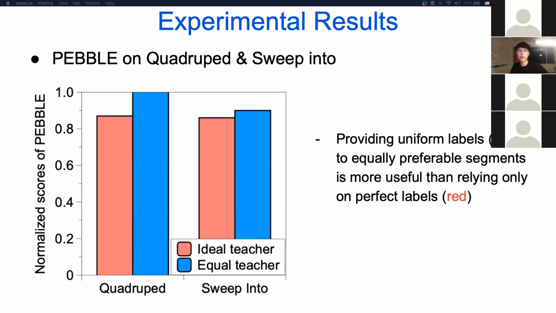And we also found that providing a uniform label to equally preferable segments, which corresponds to the blue bar here, is more useful than relying on the perfect label. This is because providing a uniform label can be interpreted as applying some regularization, like label smoothing. So this implies that preference-based learning can be improved by studying the effects of regularizations like dropout, weight regularization, and so forth. Any questions about the experimental results so far?